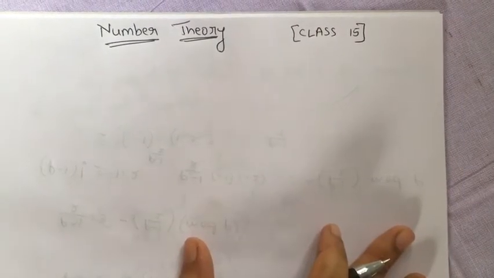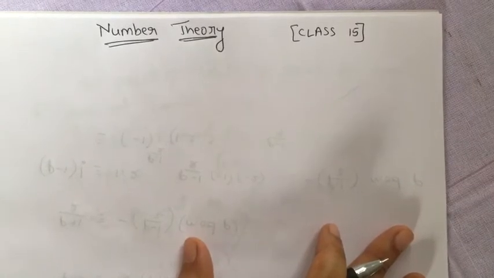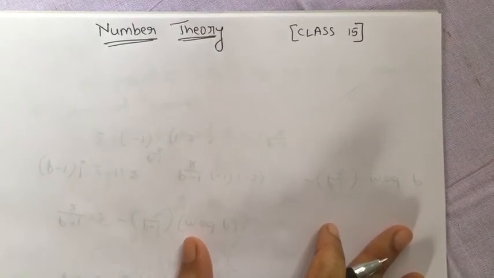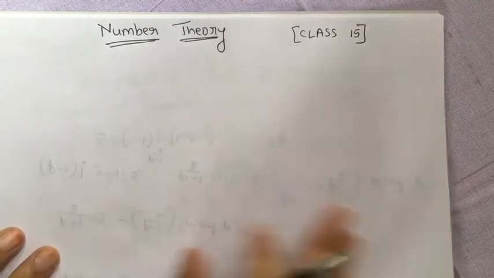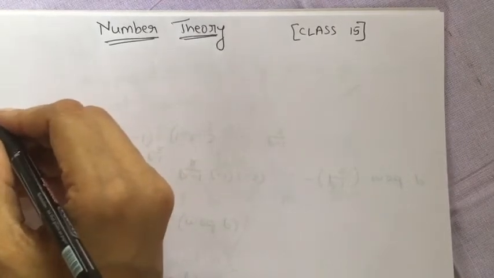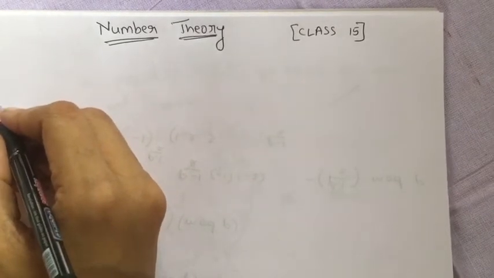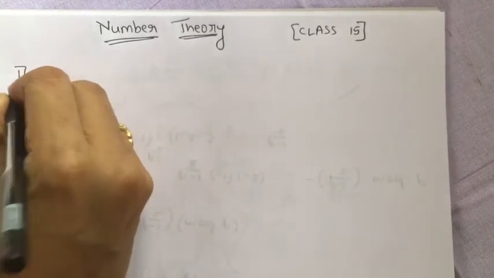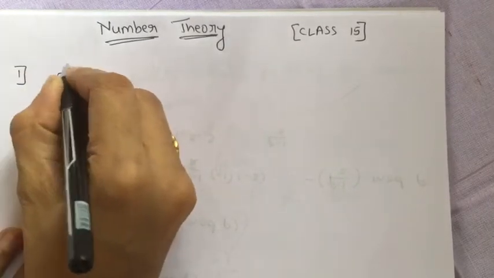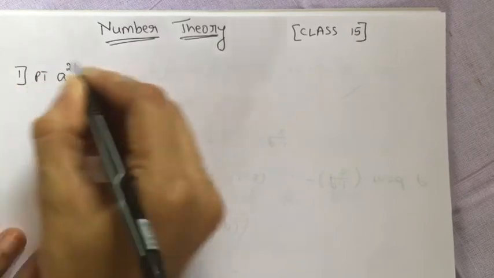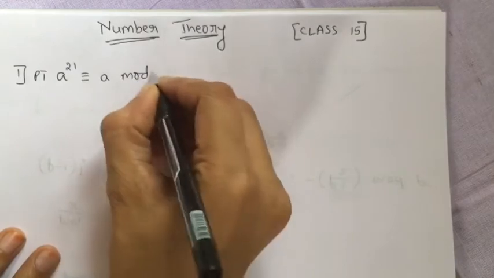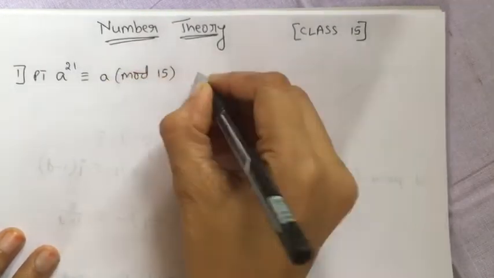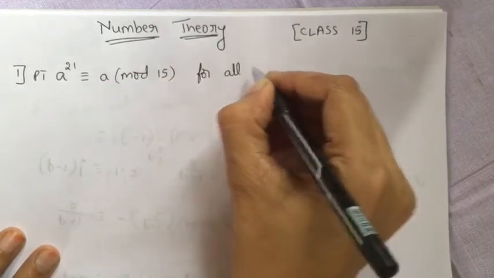Today's session I'm going to solve a few problems which use Fermat's theorem, and then we'll look at the application of Wilson's theorem. Okay. First problem. Derive that a power 21 is congruent to a mod 15 for all a.